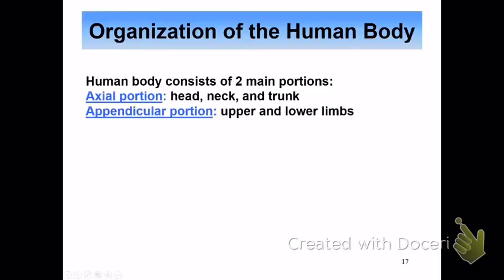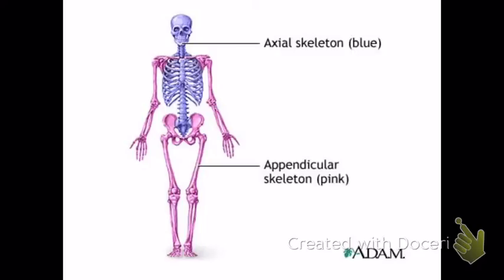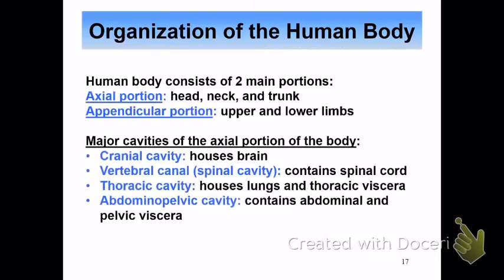Okay, the body is put into two major parts. The axial, which is the middle, and then the appendicular, which is the arms and legs. So let me show you here. The axial is purple, and then the appendicular is pink in my picture. Okay, and then you have major cavities. This is easy. Cranial is obviously the brain. The vertebral canal is also called the spinal cavity, and that's where the spinal cord is.